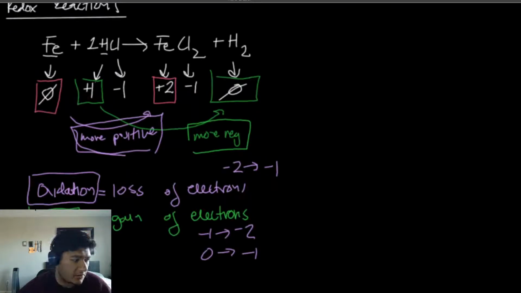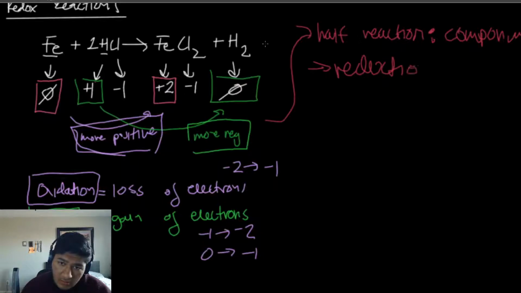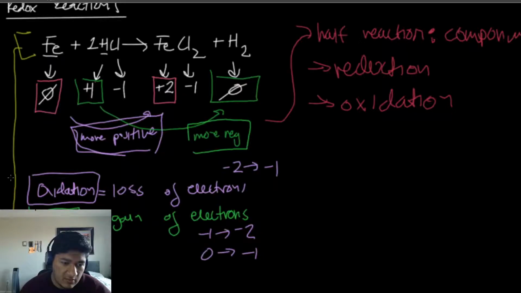Now we can just translate our knowledge to understand what half reactions are. Half reactions are basically another way to write the components of a redox reaction. So these are the components of the redox reaction, and obviously you have a reduction reaction and then you have an oxidation reaction. So let's take, just for ease, this equation that we had previously used.